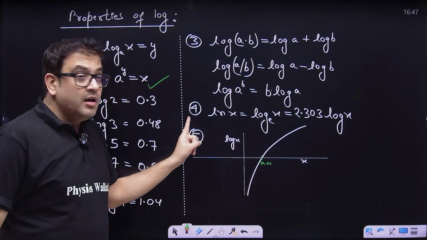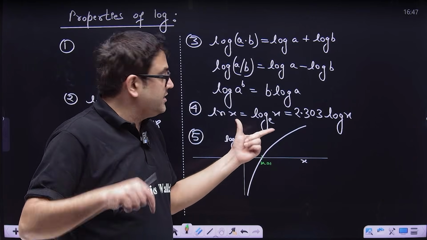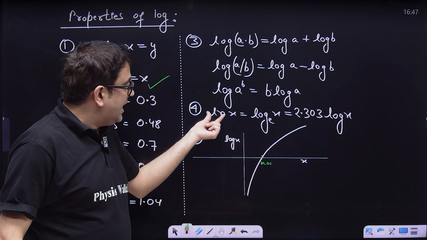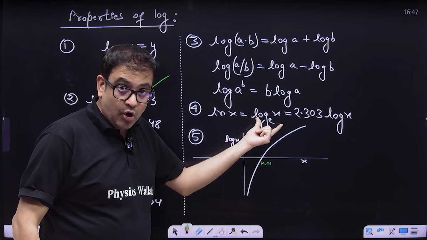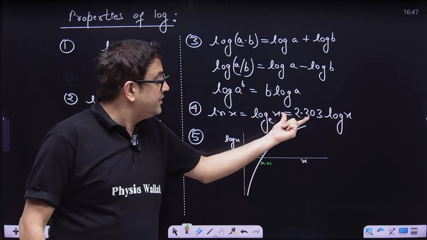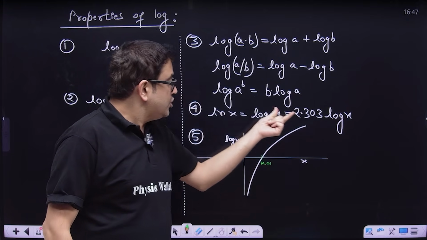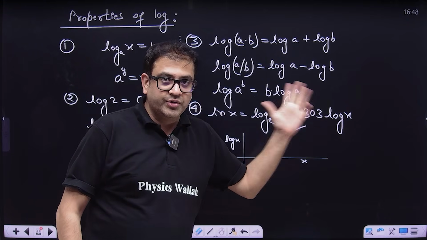Now, what is natural log? It is log to the base e. This I have already told you. ln of x can also be written as log of x to the base e, which can be calculated in terms of log by multiplying with a factor, which is 2.303. So ln of x becomes 2.303 log of x.